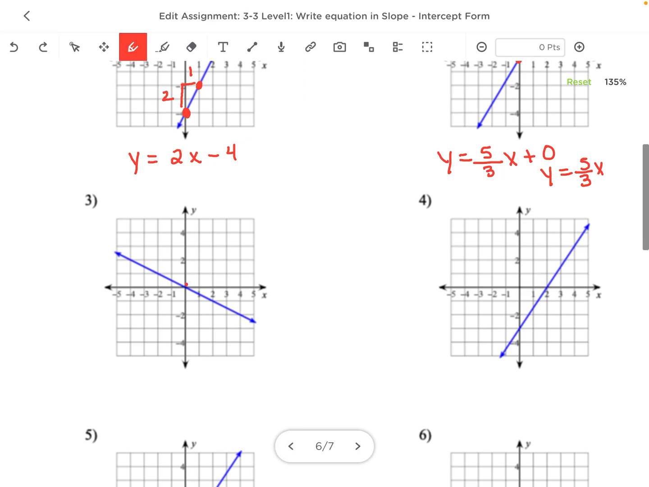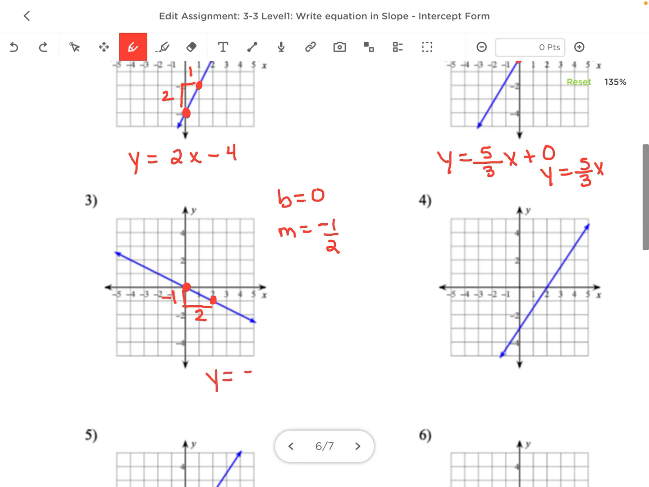Number 3, so notice again, this one is going through the origin, or 0, 0, so my y-intercept is 0 here. And notice this graph is going to be going down, so make sure that you understand that the slope is going to be negative. And let's find another point that goes through exactly on the integer. So here, it looks like I'm going down 1 to the right 2. So my slope is -1/2.